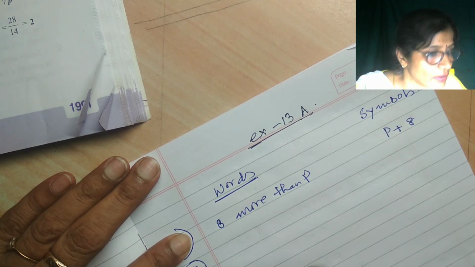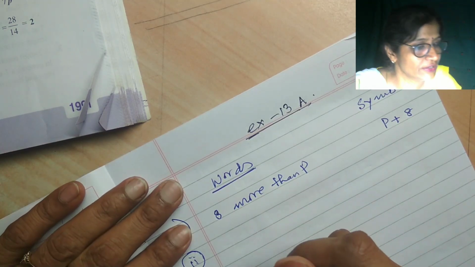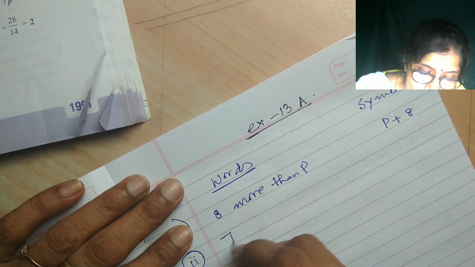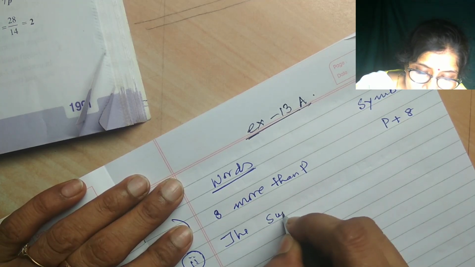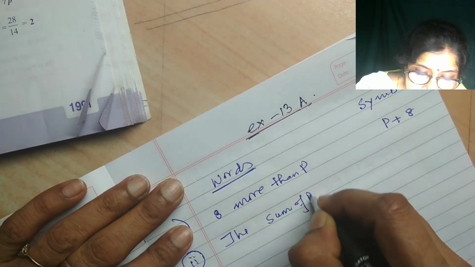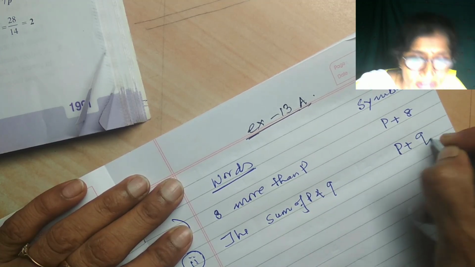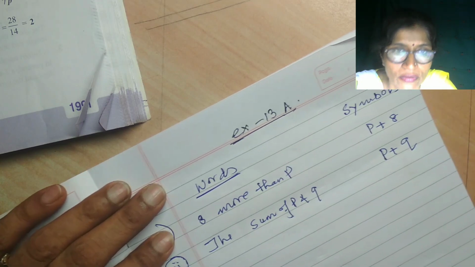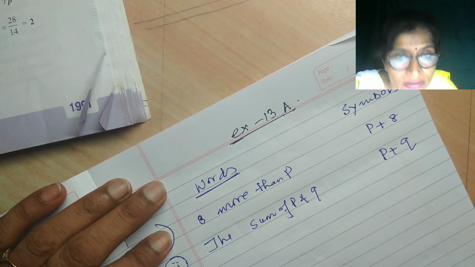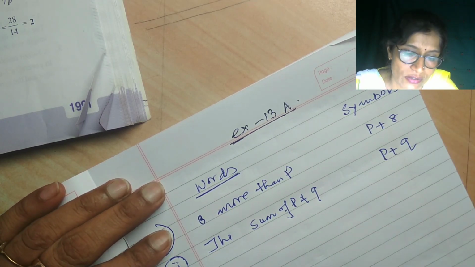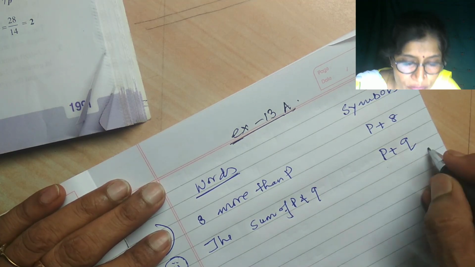Second, suppose I say to you the sum of P and Q. How will you write it? You will write P plus Q. It is in the same way. Suppose I say the sum of 5 and 6, then you will write 5 plus 6. So the sum of P and Q is P plus Q.